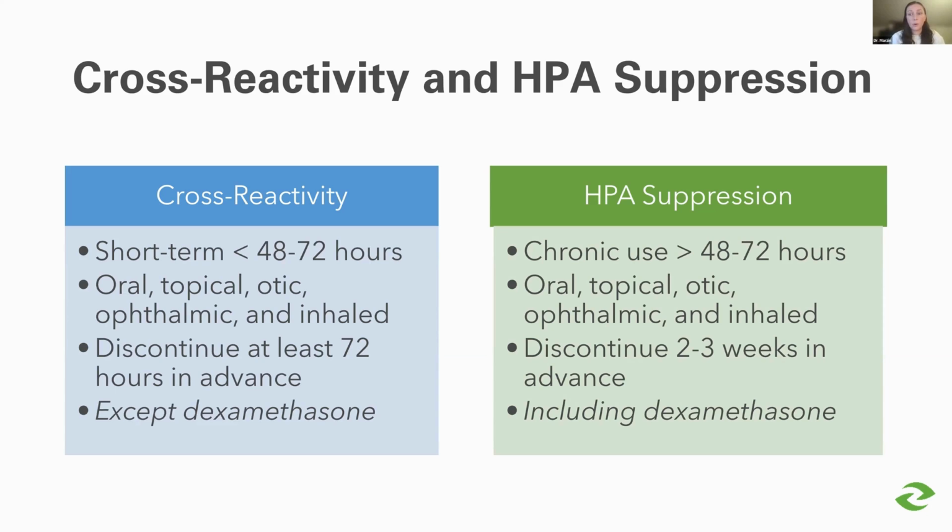Chronic glucocorticoid exposure is loosely defined as greater than 48 to 72 hours of steroid treatment. Past this threshold, suppression of the HPA axis is going to occur, meaning that the patient is producing less of their own natural cortisol. This is true of all steroids, including dexamethasone. The amount of time necessary for the suppression to resolve is also fairly loosely defined. We can't know for sure, although current recommendations are to taper and discontinue the steroid at least 2 to 3 weeks before measuring cortisol levels.